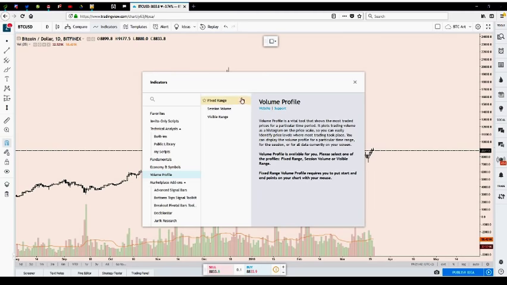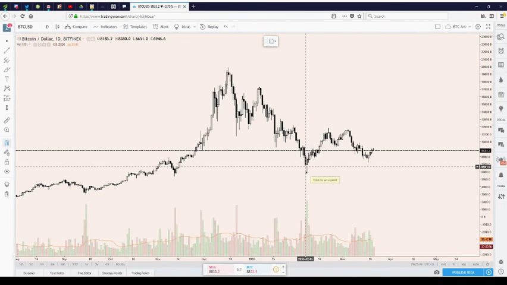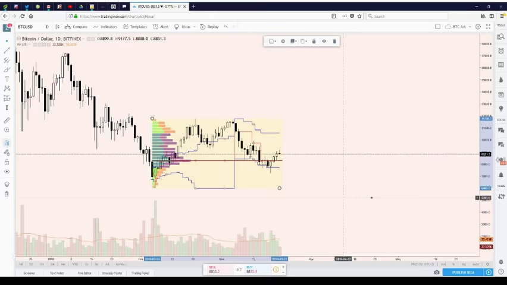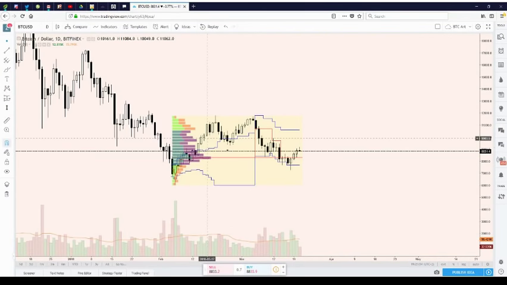So for a fixed range, basically you can pick the range like that, and you can get quite a bit of information about what's happening in the range that you've chosen.